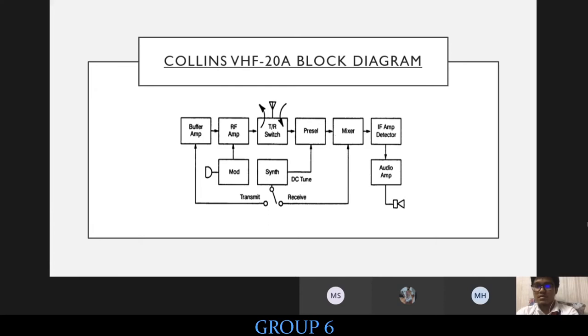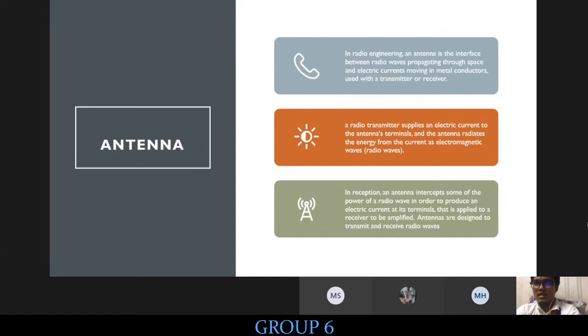Okay, the antenna. In radio engineering, an antenna is the interface between radio waves propagating through space and electric currents moving in metal conductors, used with a transmitter or receiver. Next, a radio transmitter supplies an electric current to the antenna terminals, and the antenna radiates the energy from the current as an electromagnetic wave, a radio wave.